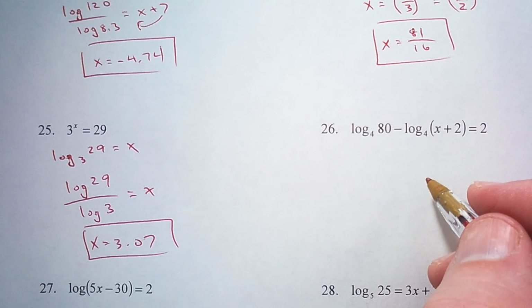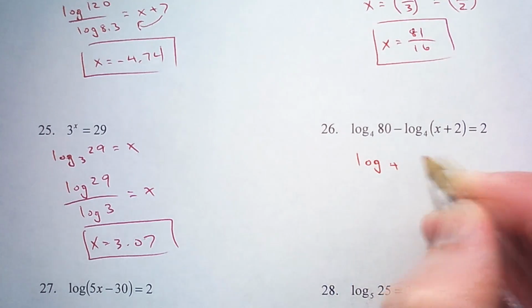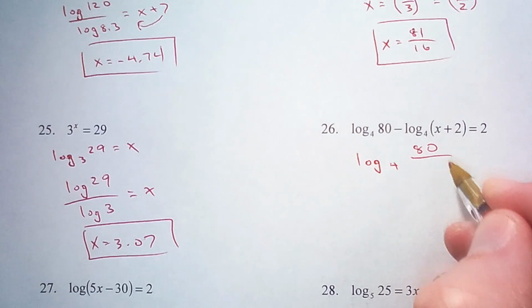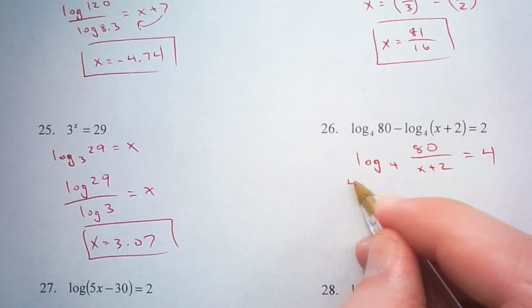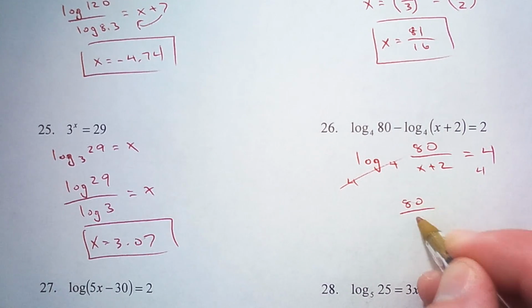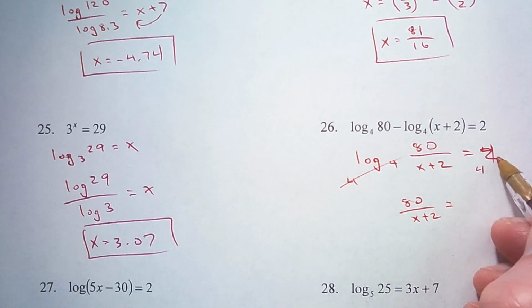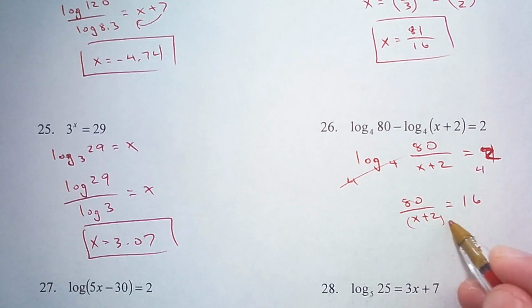Okay, next, before we can do anything with this, let's condense it. So we've got log base 4 of 80, and because it's minus, it's over x plus 2 equals 4. Now base 4 on both sides. So we've got 80 over x plus 2 equals 4 to the 2nd power. I'm sorry, that's a 2 there, so that should be a 2. 4 to the 2nd power, which is 16.